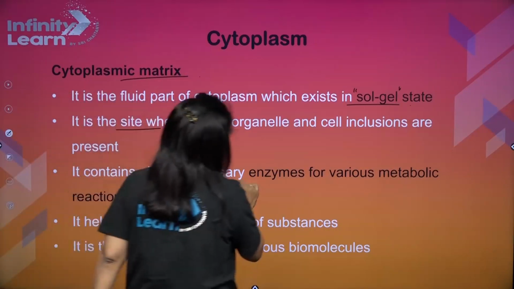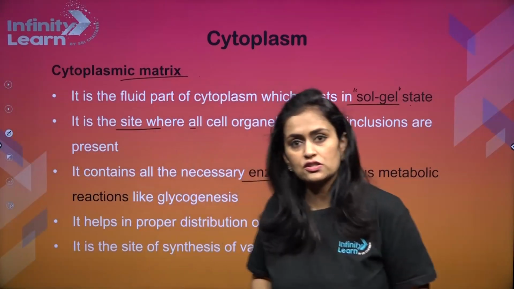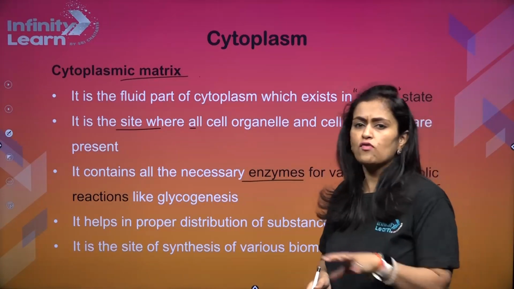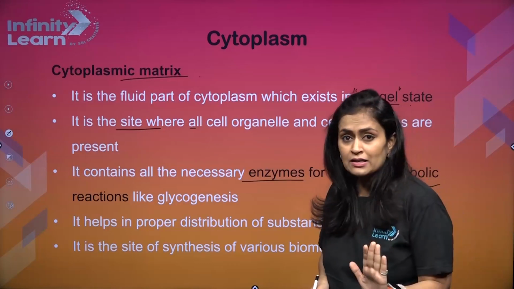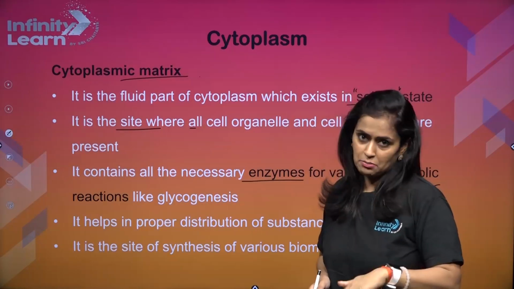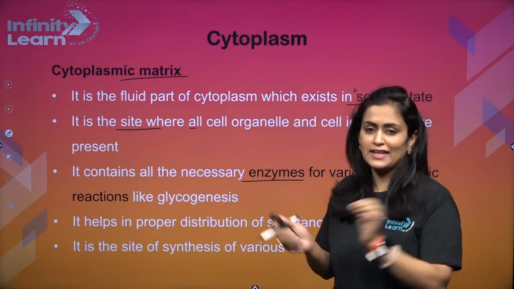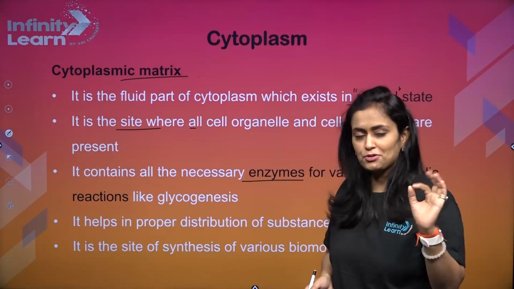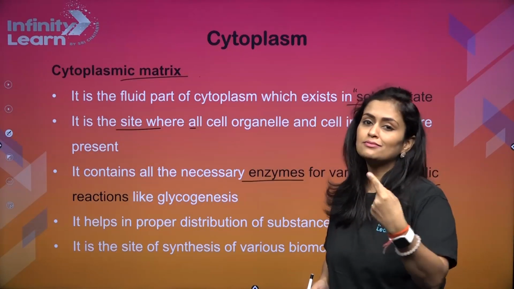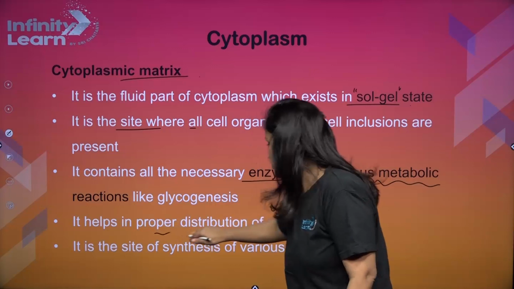Alright, so it is the site where all the cell organelles or the cell inclusions are present. It has necessary enzymes for different sorts of metabolic activities, metabolic reactions. What are metabolic reactions, my dear student? Metabolic reactions include all those reactions that are happening inside our cell for maintenance of our body. Can be breakdown, can be building up of substances. Catabolic or anabolic processes together are called metabolic processes, and many enzymes are required. All those enzymes are found where? In the cytoplasm.